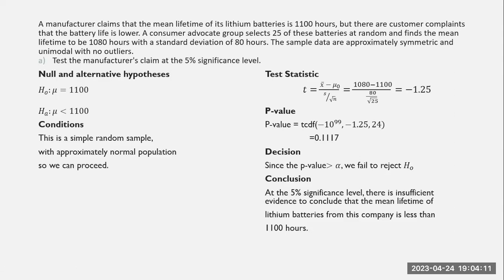And then I actually write out what that conclusion means, okay? I say, at the 5% significance level, there is not sufficient evidence to conclude that the mean lifetime of lithium batteries from this company is less than 1,100 hours. If you struggle with the wording of those things, I just copy it from the problem, right? The problem's like, is there evidence for this? And you're like, yes or no.